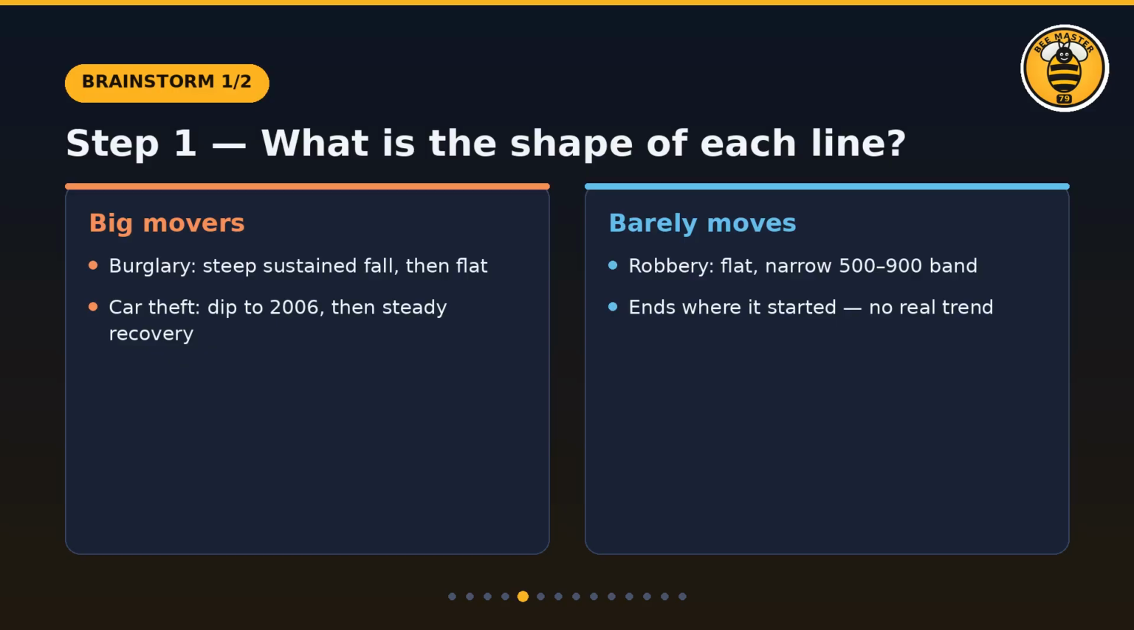Step 1 of the brainstorm. Ask what shape each line makes. Burglary is a steep, sustained fall that then goes flat. Car theft dips to a low in 2006 and then recovers steadily. Robbery barely moves at all, sitting in a narrow band between 500 and 900 and ending exactly where it started. Describing shape first stops you from writing a list of numbers later.